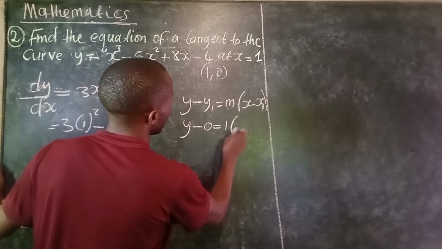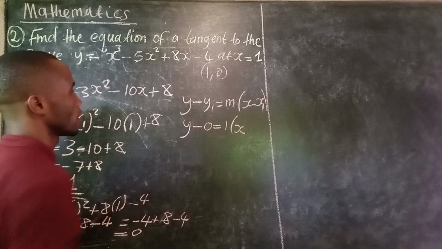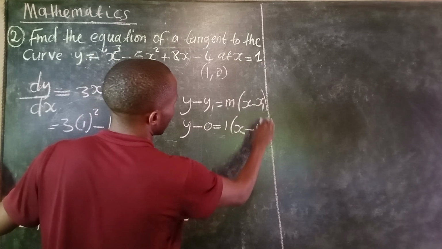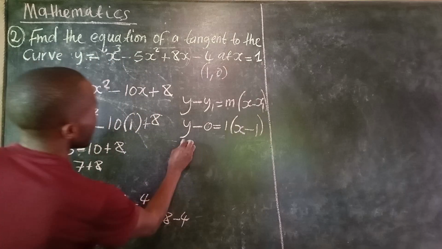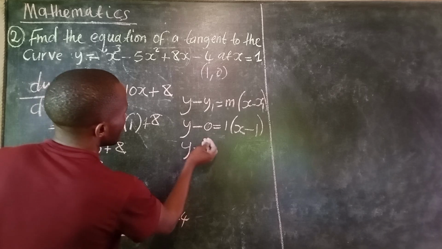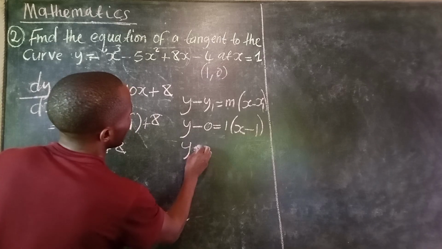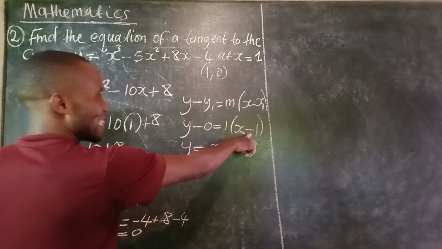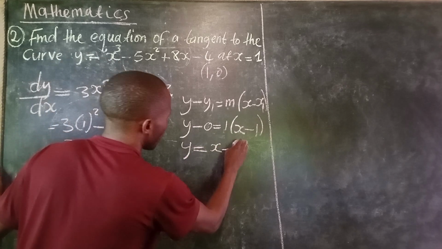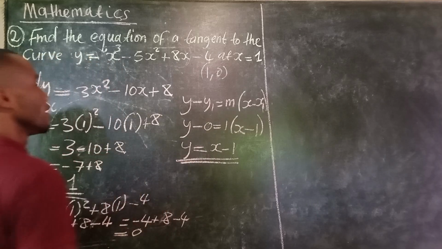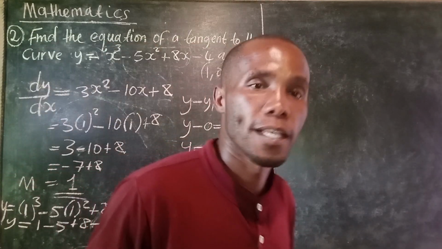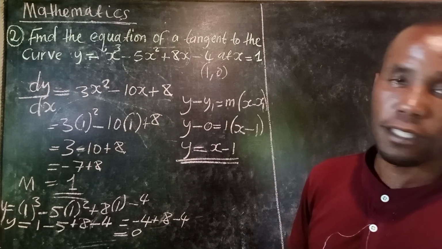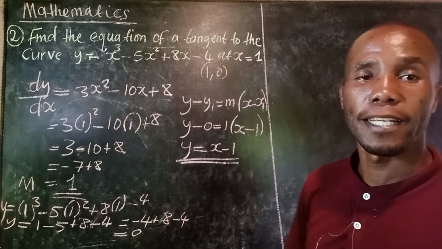Then open bracket, then x, because this one is not substituted. Then minus x1, we have 1 there, so you write 1. Then from there, you say y minus 0, since this is just 0, equals 1 times x is x. Then 1 times negative 1, the answer is negative 1. So this is the equation of the tangent according to the question: y equals x minus 1. Like this, 3 marks is yours. Remember, this question carries 3 marks.